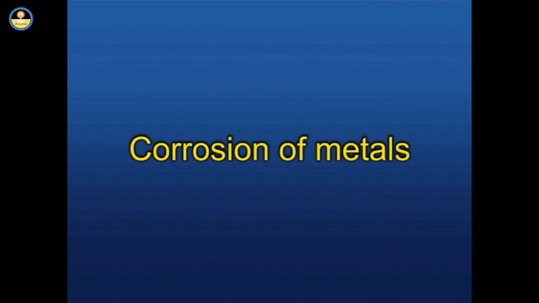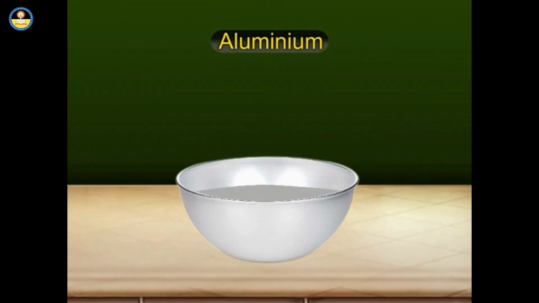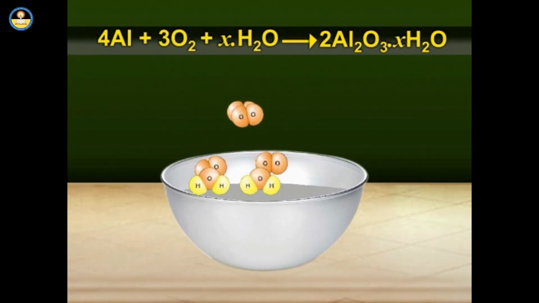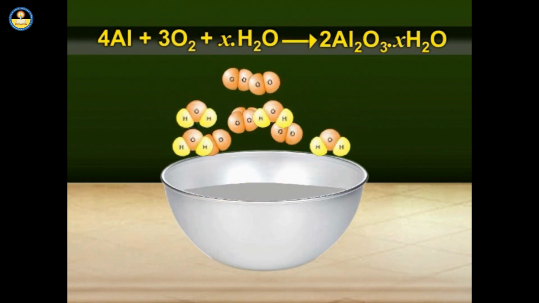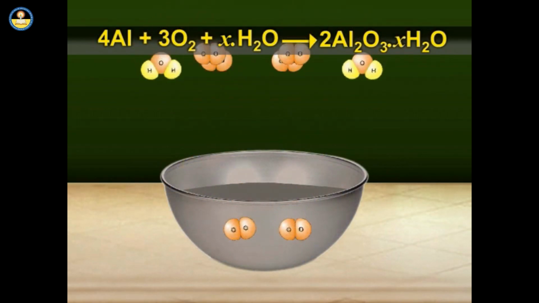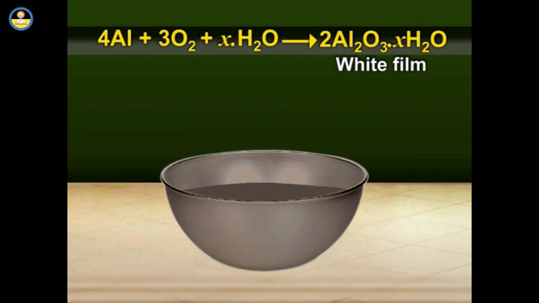Let us now learn about corrosion of other metals. Aluminium undergoes corrosion in the presence of moist air. 4Al plus 3O2 plus xH2O gives 2Al2O3·xH2O, which is a white film. This is an oxidation reaction in which the metal gets oxidized by oxygen in the air to form an aluminium oxide film. The oxide layer sticks firmly to the surface of aluminium and prevents further corrosion.